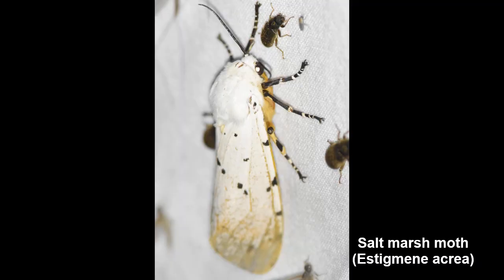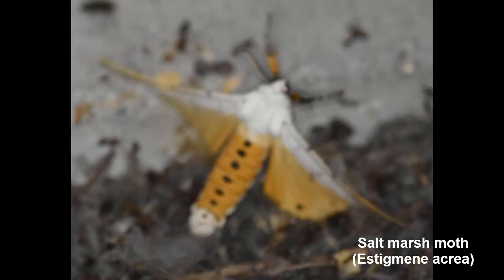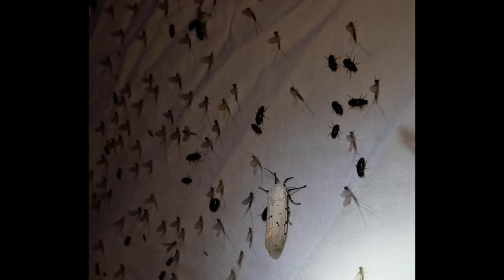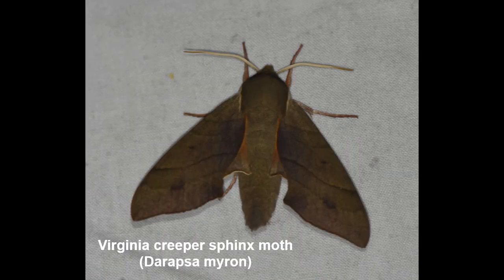This next one is a salt marsh moth. Here it had already settled on the sheet, but I have a photo from when it was flying around before it landed, and you can see it has a bright orange abdomen, which really catches your attention when you see this orange bug flying around.